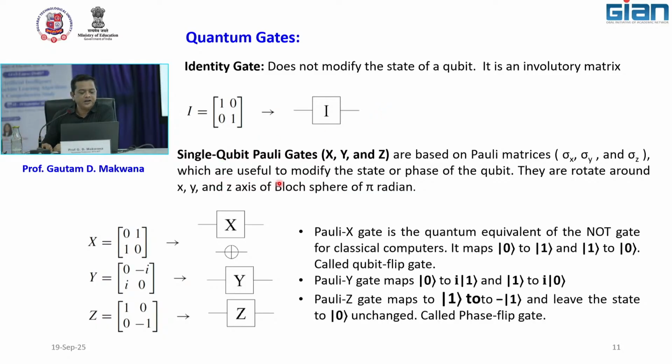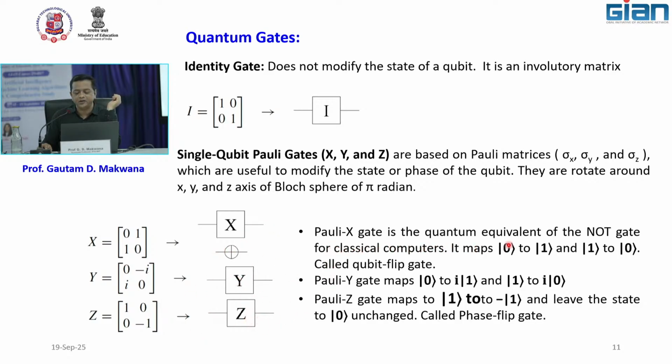The single qubit Pauli gates X, Y, Z are based on the Pauli matrices sigma x, sigma y, and sigma z, which are useful to modify the state or phase of the qubit. So this is the Pauli X gate, Pauli Y gate, and Pauli Z gate, and this is the notation of the Pauli X, Pauli Y, and Pauli Z gates.